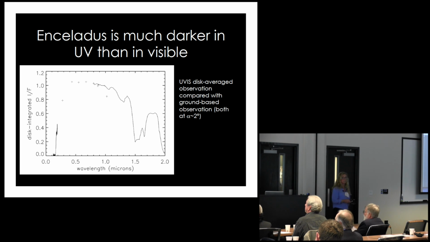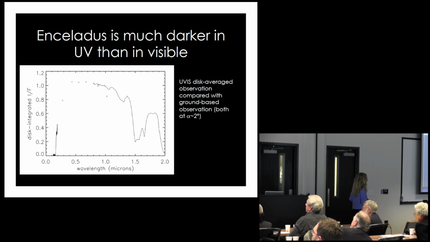Here's another way of looking at this. If we make a composite spectrum of Enceladus from the IR clear down to the UV, we see again these water ice absorption features in the IR, and we see that there's a big drop off from the visible through the near UV into the far UV.